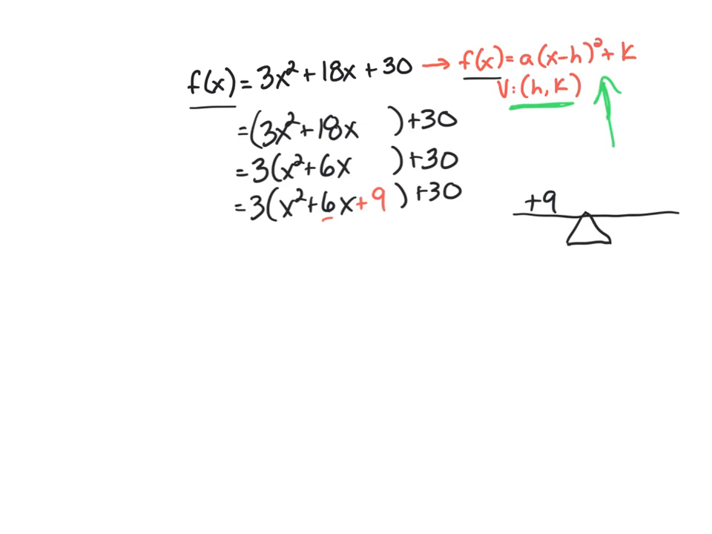And in reality, we didn't add 9 to that side because if we distribute this 3 times x squared gives us 3x squared. So if you go back up to the original problem, it's a 3x squared. We have a 3 times 6x. 3 times 6x is 18x. And then we have 3 times 9. 3 times 9 is 27. So really, we didn't add a 9 to the problem. We added a 27.